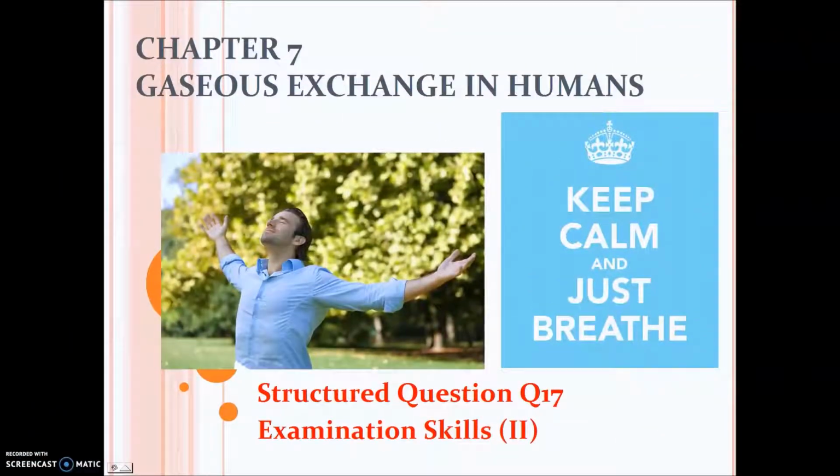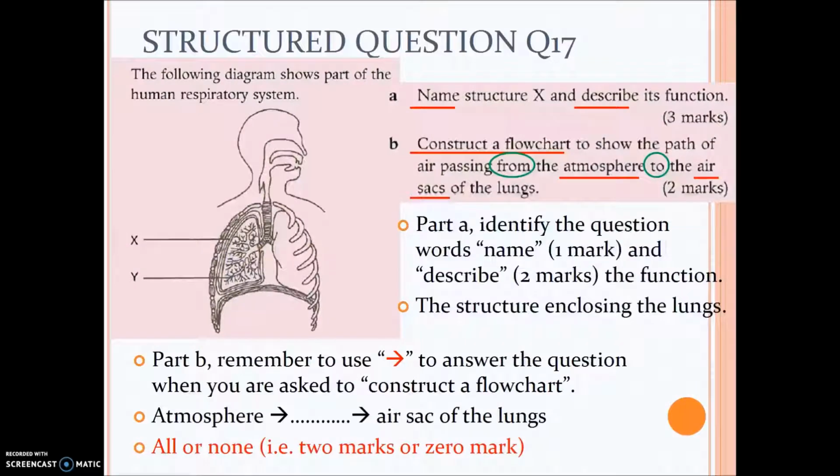So I'm going to talk about the structural question, question 17, and I would like to use this question to show you some examination skills. So for question 17, here you can see the respiratory system, and for part A, you are going to name the structure X and describe its function.